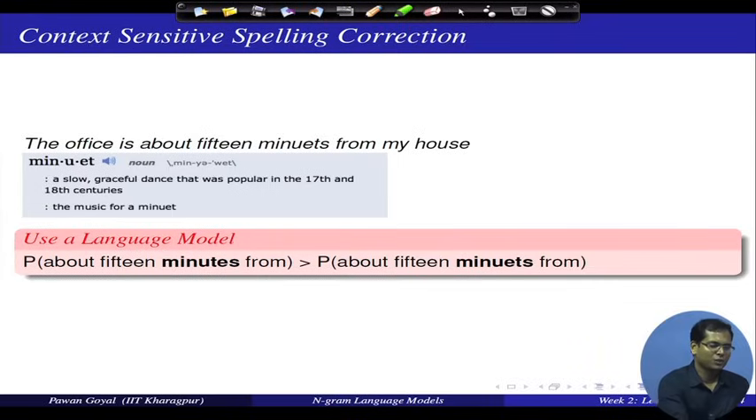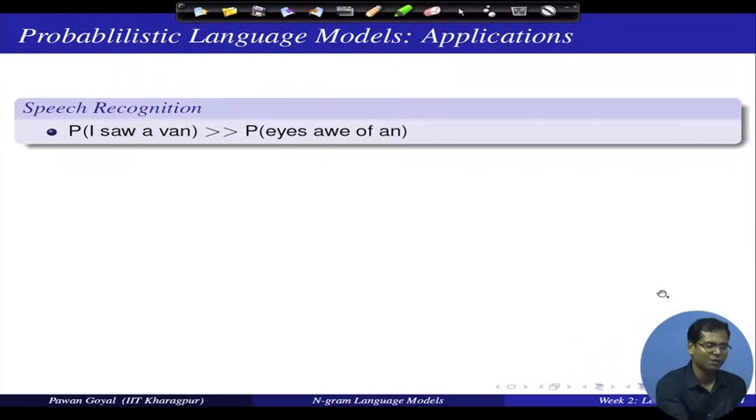Now, what are some of the other applications where this is helpful? Remember one of the earlier slides from last week, we were saying in the case of speech recognition, you face this problem that when we are uttering something, you have to transcribe that. Whenever I'm saying I saw a van, it might also sound like I saw of an. Among the two utterances, which one is more likely? Again, can I give some sort of probability value to each of these sequences and say that the probability of I saw a van is more than the other?